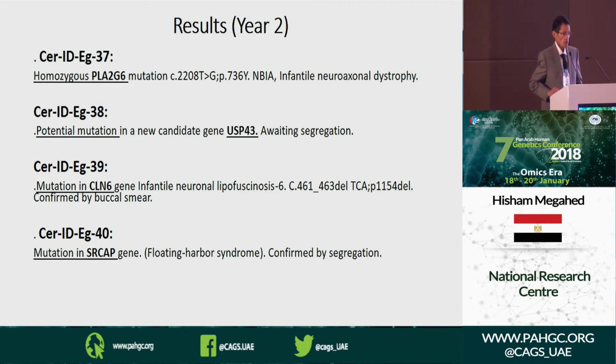In the second year, the cohort reached 40 patients. We don't have the data for all of them, but these 4 cases were confirmed by Sanger after the whole exome sequencing, and one of them was also confirmed by buccal smear for ceroid lipofuscinosis. They all, apart from 38, which is a new candidate gene, are known, and we're starting to do functional analysis for it.